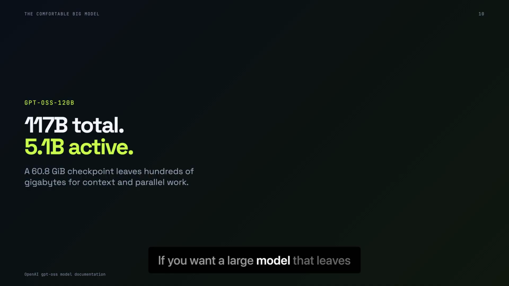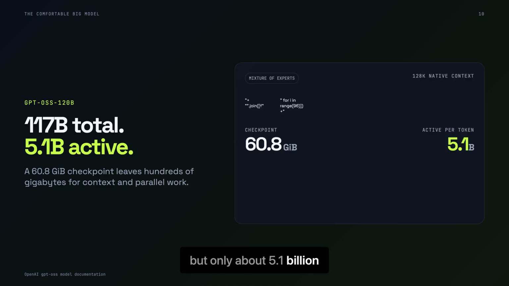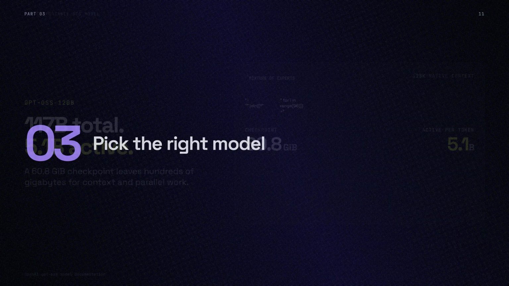If you want a large model that leaves the Mac breathing room, GPT-oss 120B is a very comfortable fit. It has about 117 billion total parameters, but only about 5.1 billion are active per token, and the official checkpoint is about 60.8 gigabytes. On a 512 gigabyte machine, that leaves enormous room for long context and other workloads.